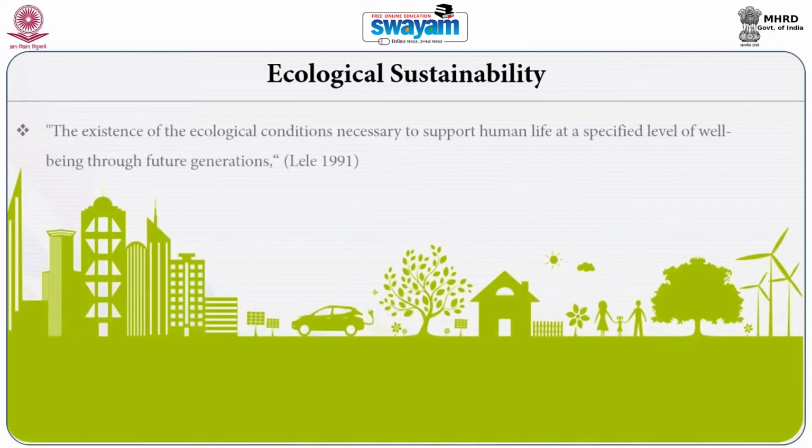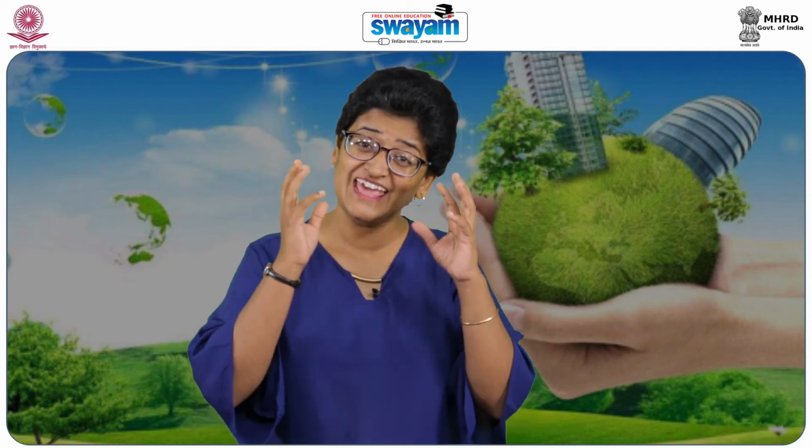Now, what did he mean by ecological sustainability? It meant the existence of the ecological conditions necessary to support human life at a specific level of well-being through future generations. Look at what he does. He brings the ecological condition first. He says the existence of a particular set of ecological conditions. That's what will define how much you grow, not in terms of your generation, but in future generations as well.